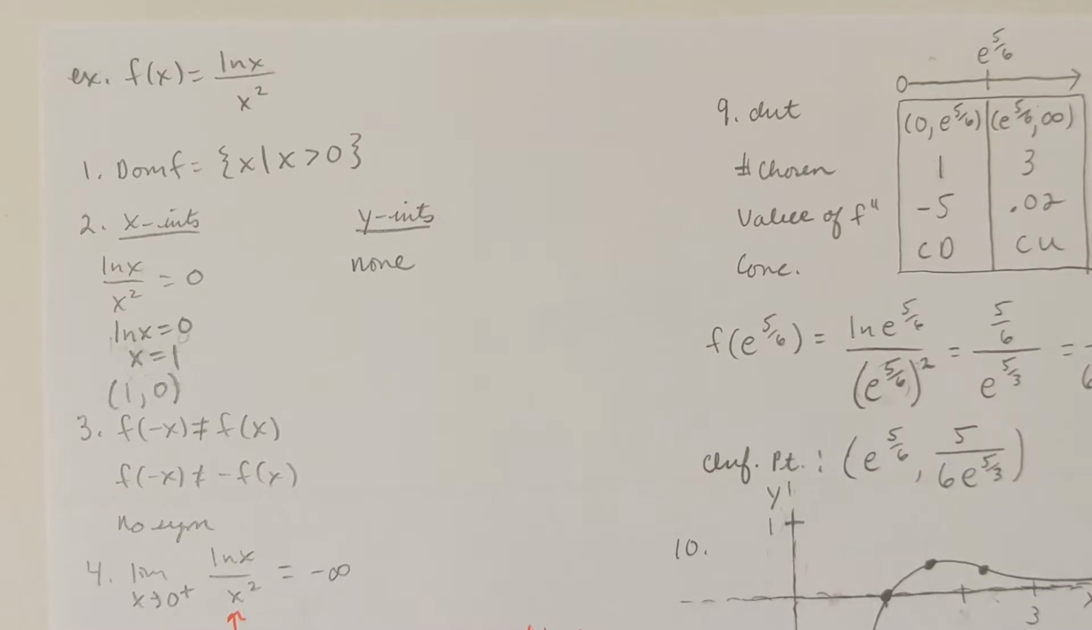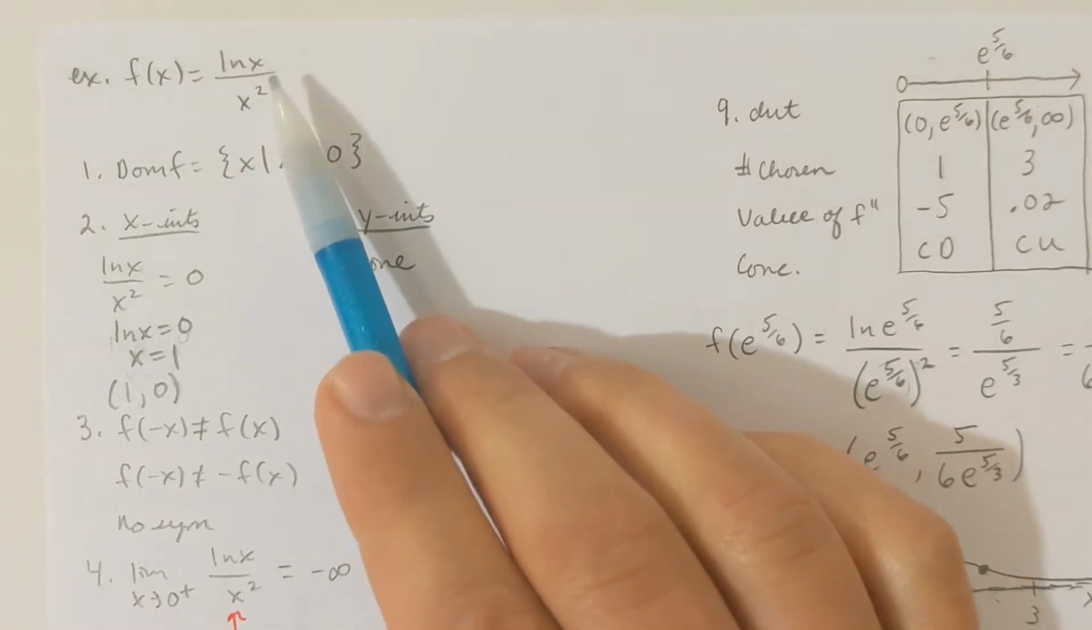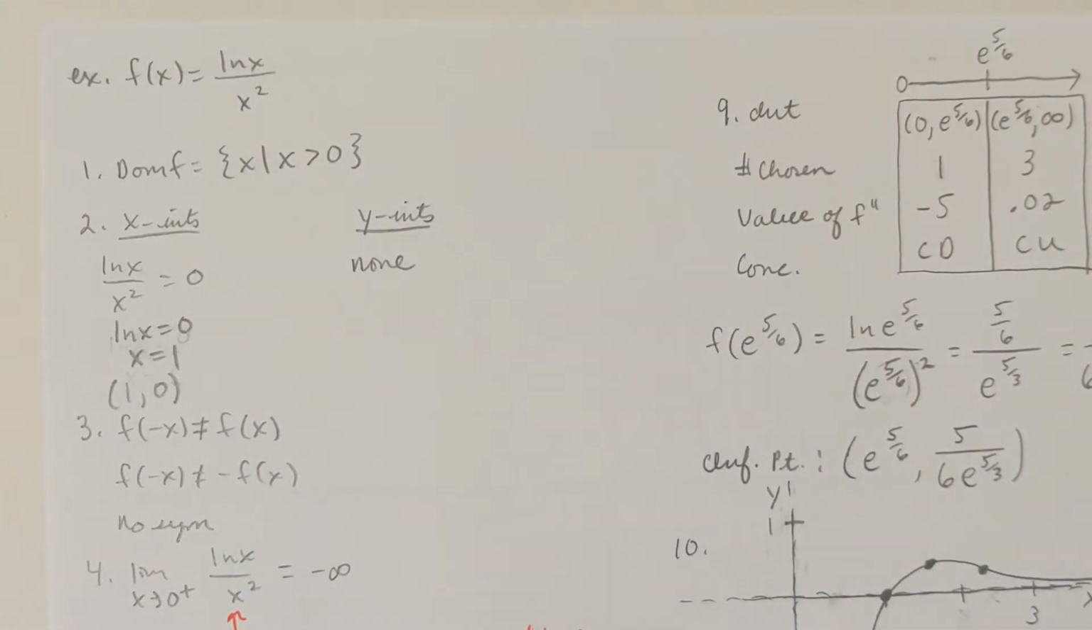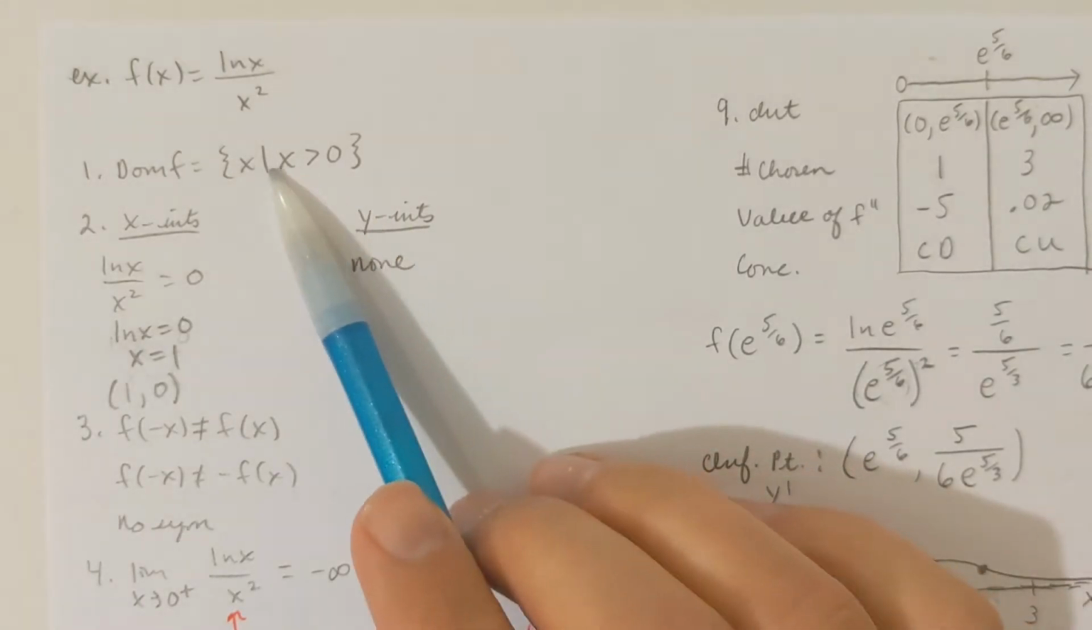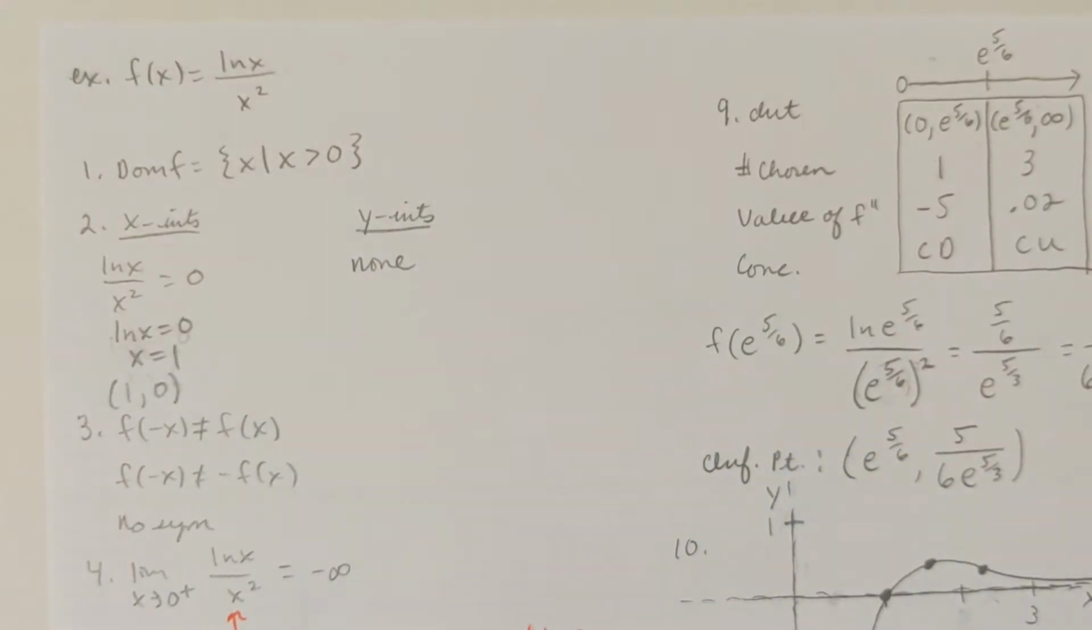Let's sketch the graph of f of x equals ln x over x squared by going through the 10-step process here. Step 1, the domain of the function. Okay, I know I can't divide by 0. Also, I know I can't have a negative inside the logarithm there. So only positive numbers are going to be represented here in the domain.